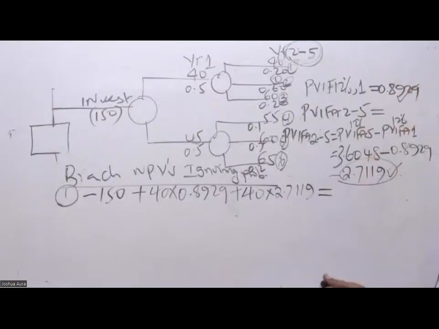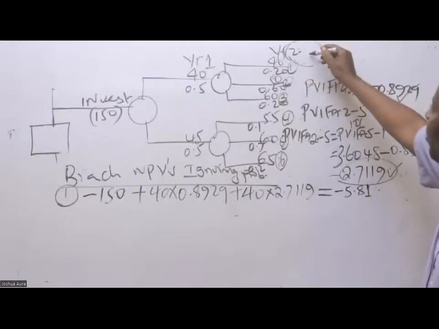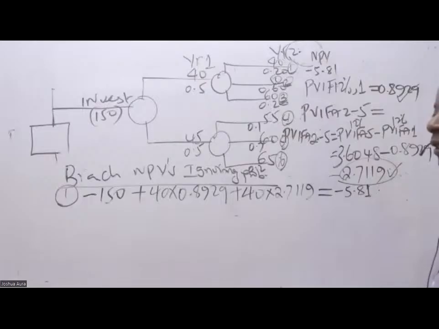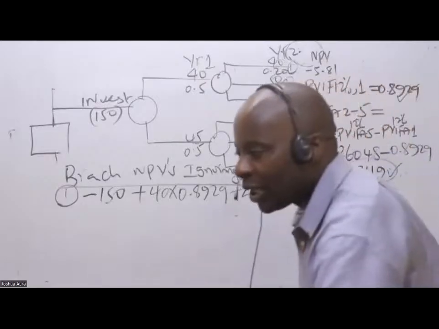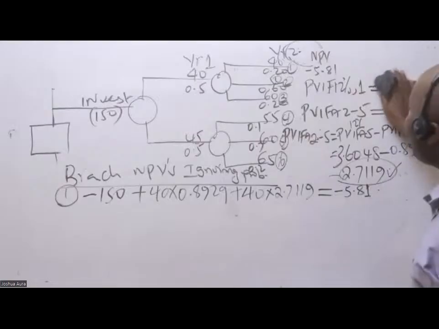Minus 5.81. Thank you so much. So minus 5.81 is the answer, the NPV for the first branch. Now from there, let's go to branch number 2.